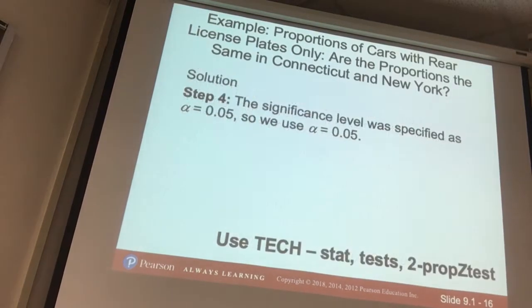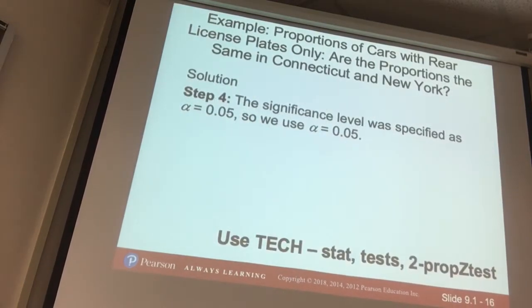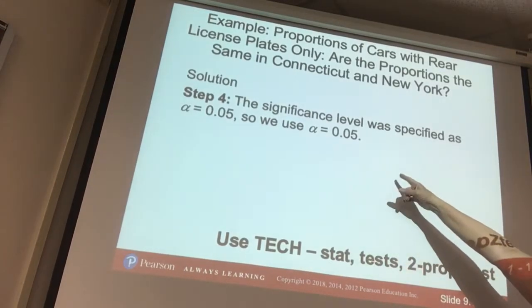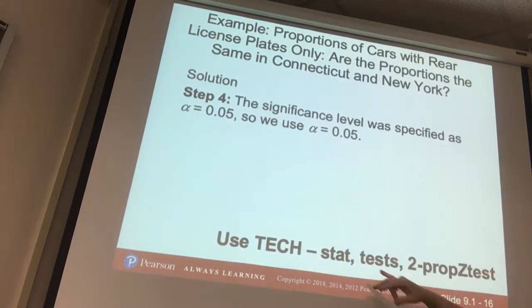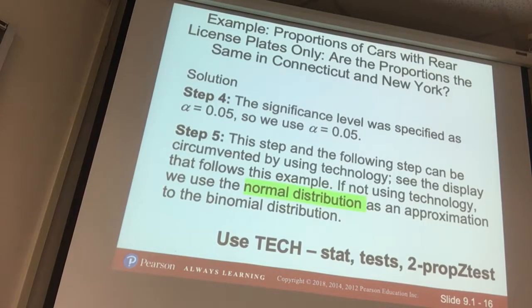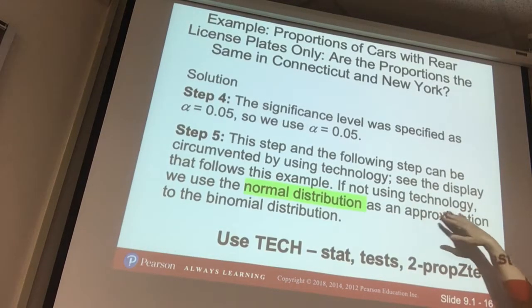Okay, so now we're going to come over here. The significance level was specified as alpha is 0.05, so we will use alpha as 0.05. And then we're going to use our technology. This step and the following step can be circumvented by using technology. Circumvent it. Use your technology. Get comfortable with this process. Okay. See the display that follows this example.